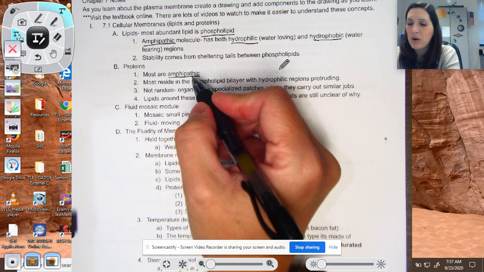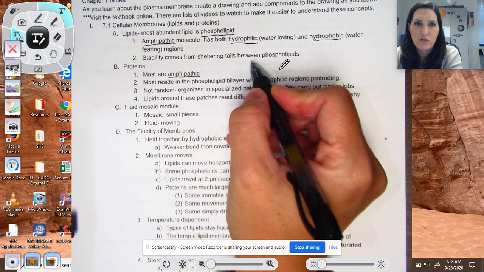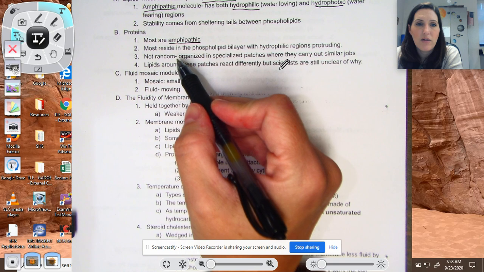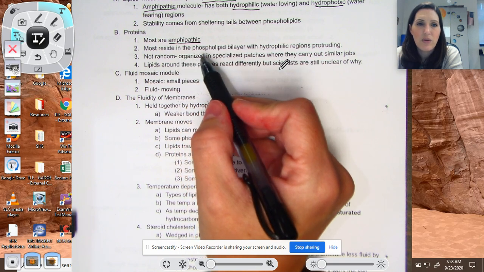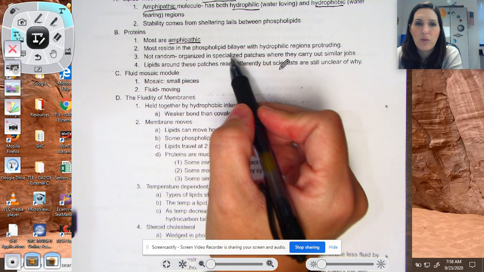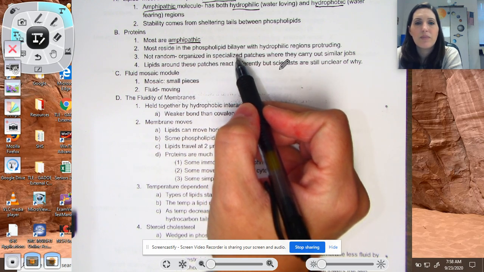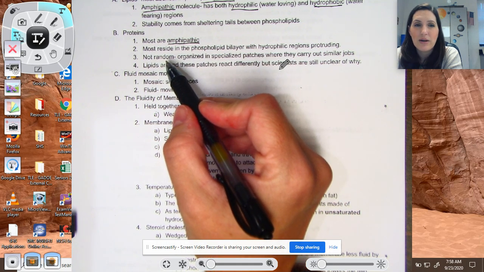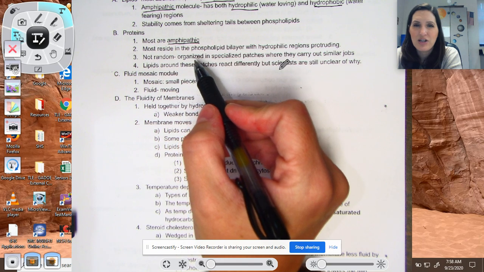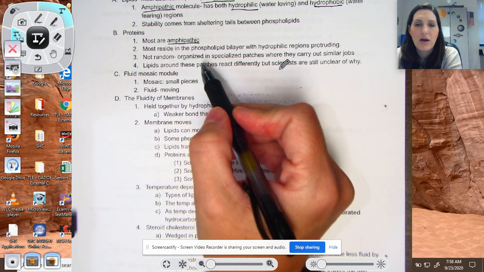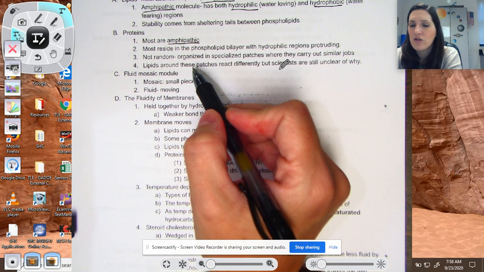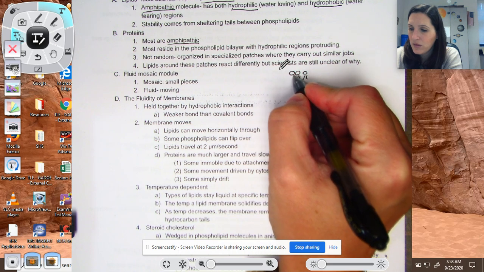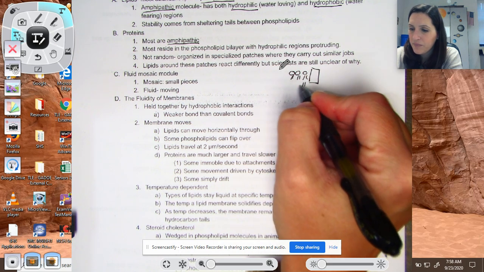The stability of the cell membrane comes from sheltering those tails between the phospholipids. Like I said, that blocks things from coming in and out. Most of the proteins reside within the phospholipid bilayer with the hydrophilic region protruding. They're not random. They are in specialized patches, and even the lipids around them are specific. So we think about the lipids that surround these big transport proteins.